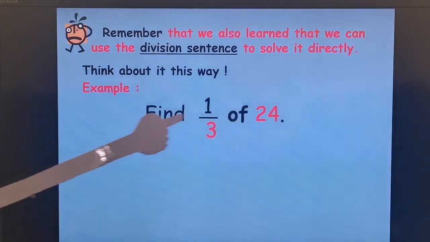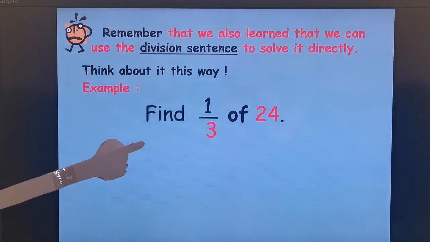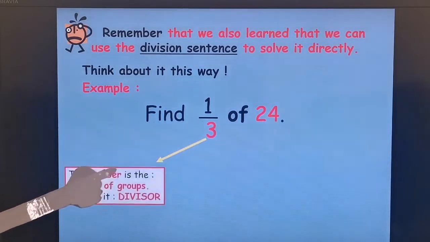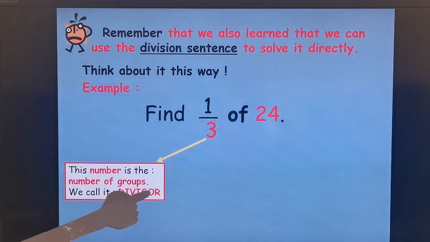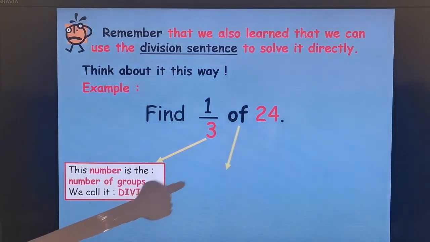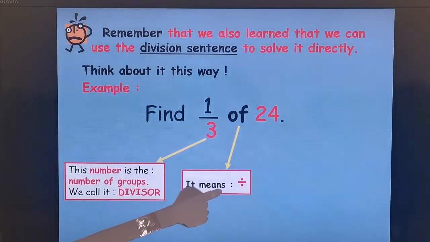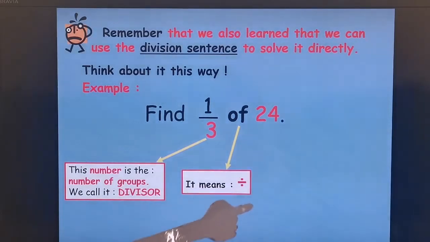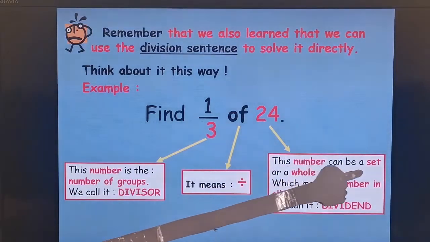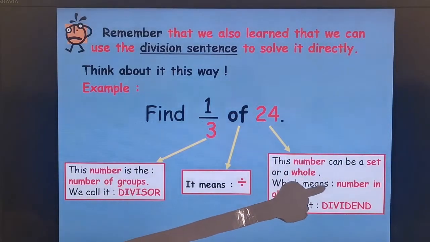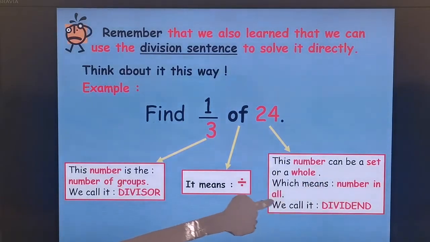Let's talk about each thing in this sentence. What is the 3? This number is the number of groups. We call it divisor. What do we call it? Divisor. "Of": this keyword means the division sign. 24: this number can be a set or a whole, which means number in all. We call it dividend.